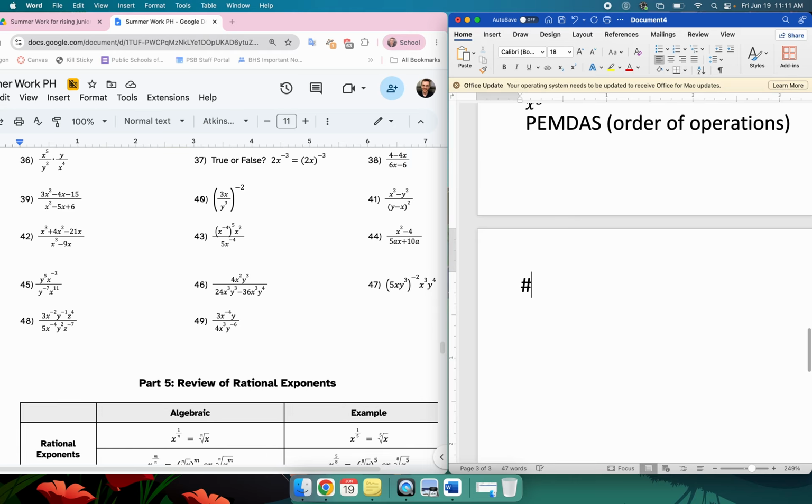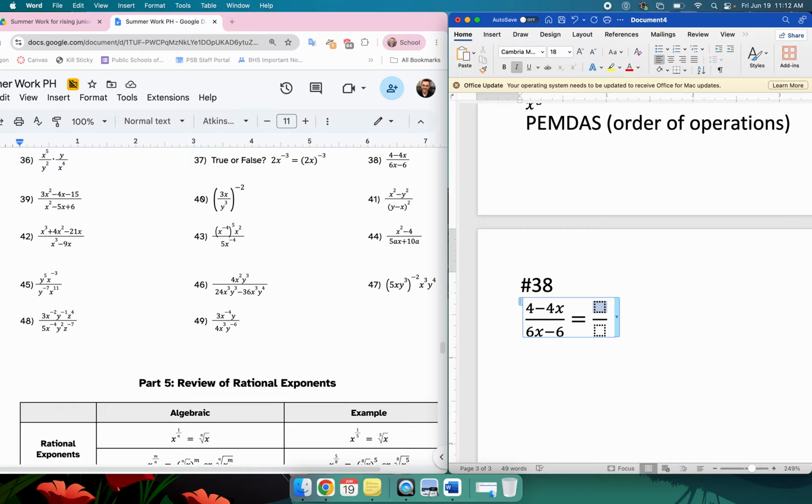There's a lot going on conceptually. 38, we have the expression 4 minus 4x over 6x minus 6. This is a little different from the previous problems. It's not really exponent rules. It's more like factoring and canceling common factors, which is not really the vibe of this section, but whatever.